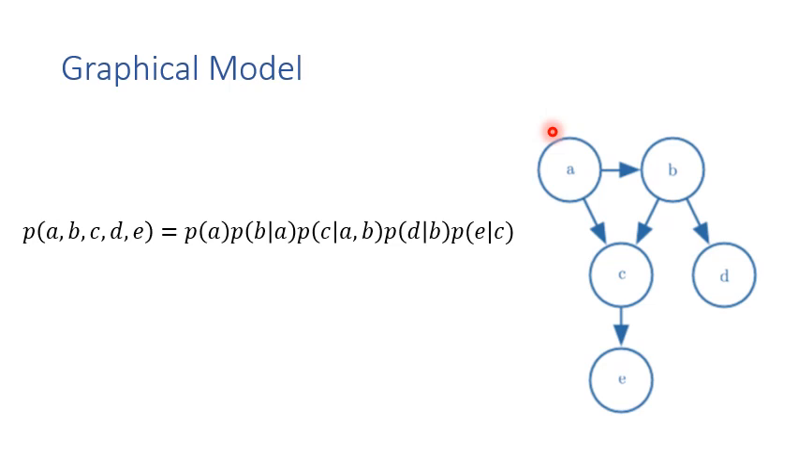So we start with event A, and then we use a directed edge to connect to event B. This means that event B depends on event A, so we use conditional probability. And then event C depends on both event A and event B, and so on. Event D depends on event B, and event E depends on event C. So using the graph can clearly illustrate the relationship of this probability distribution. The graphical model can help humans to understand the probability function better.